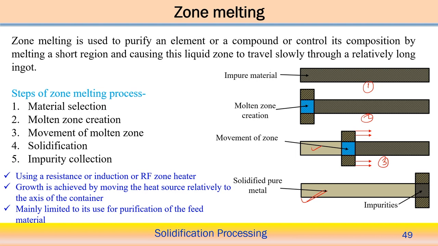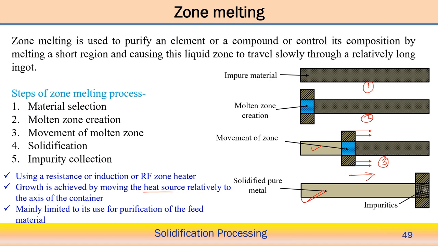Now, these are the steps we follow, but as heat sources we can use either resistance heating or induction heating. Both can be utilized here, because in that case controlled heating can be done. Now, in this case growth is achieved by moving the heat source relative to the axis of the container, so we try to grow in one particular direction. I mean to say that the solidification growth is basically moving in that direction.